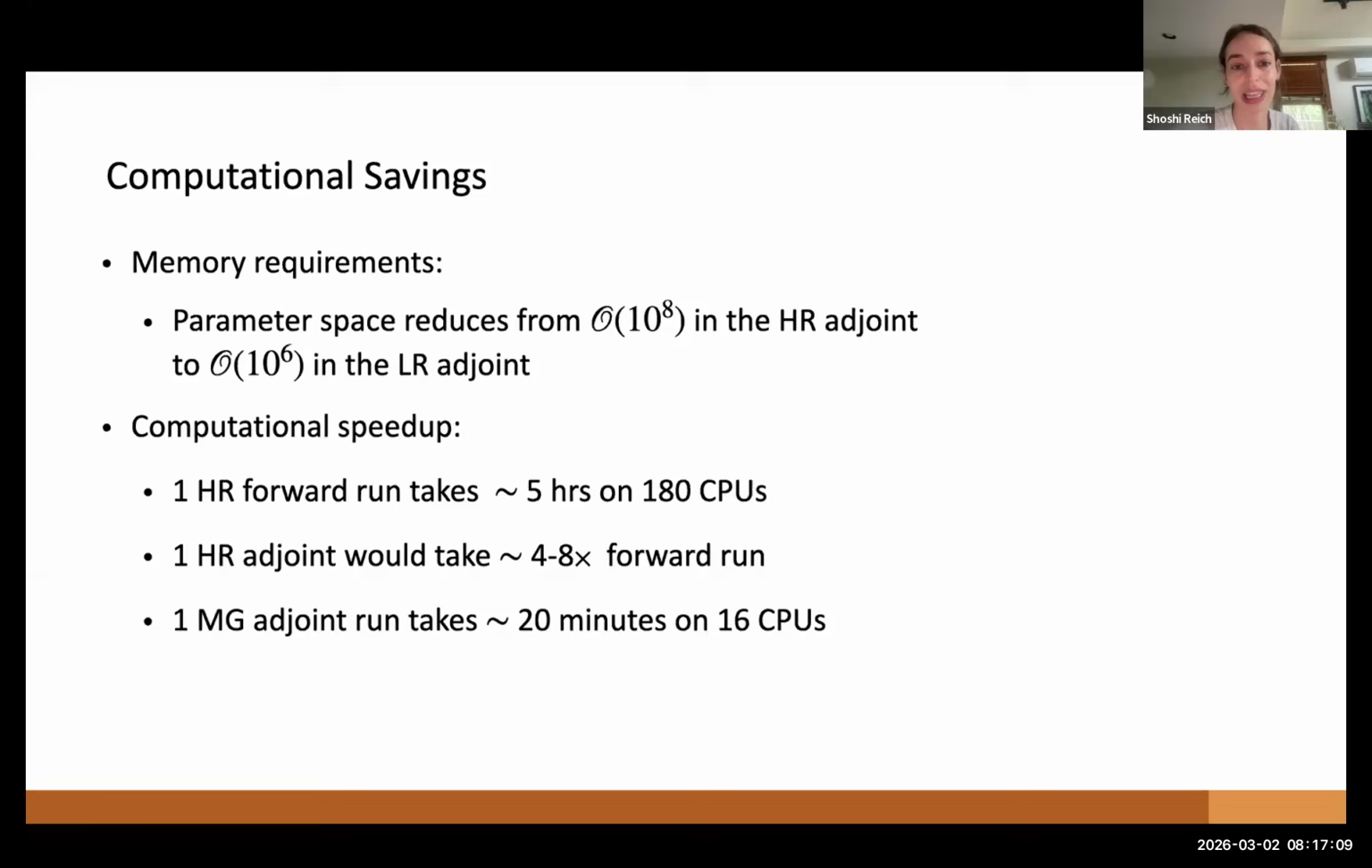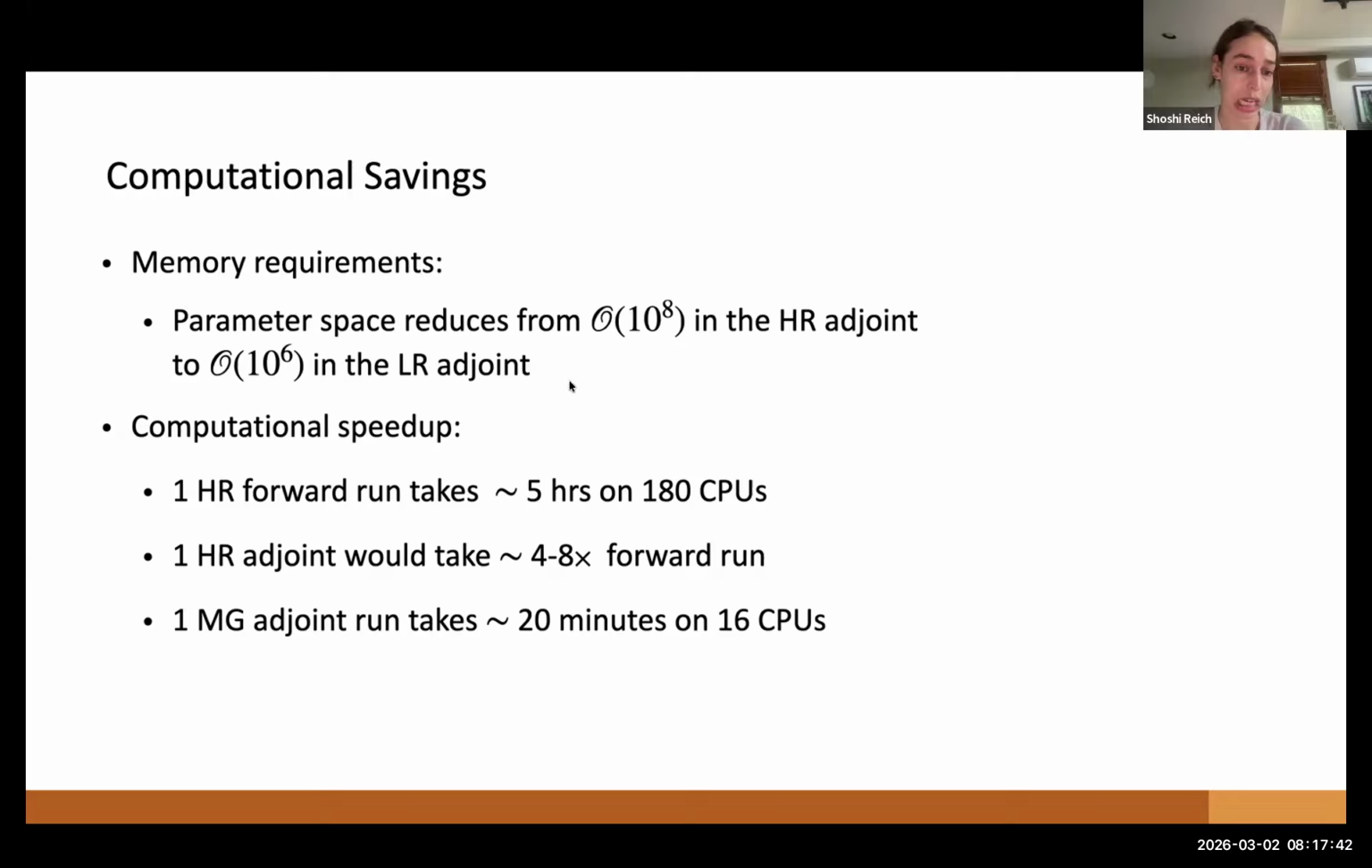So I guess the one last thing here, the multi-grid adjoint, we can see the cost going down nicely, and we also get these huge computational savings. For the memory requirements, our parameter space in the high resolution adjoint would be on the order of 10 to the 8. But for the multi-grid adjoint, where I'm running it on the lower res, it's only 10 to the 6, which has huge implications for the memory requirements that we need to save the state while we're running the adjoint. We also get a great computational speed up.